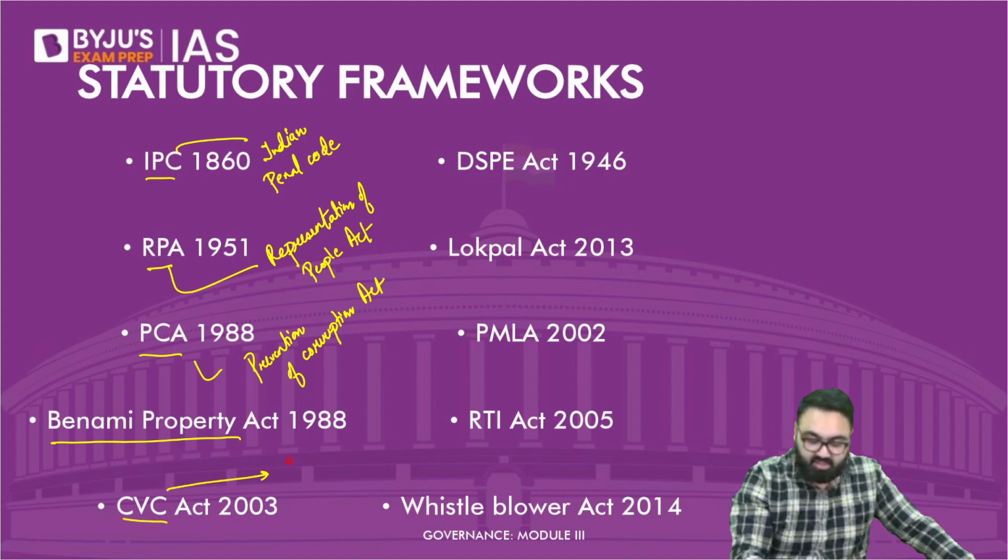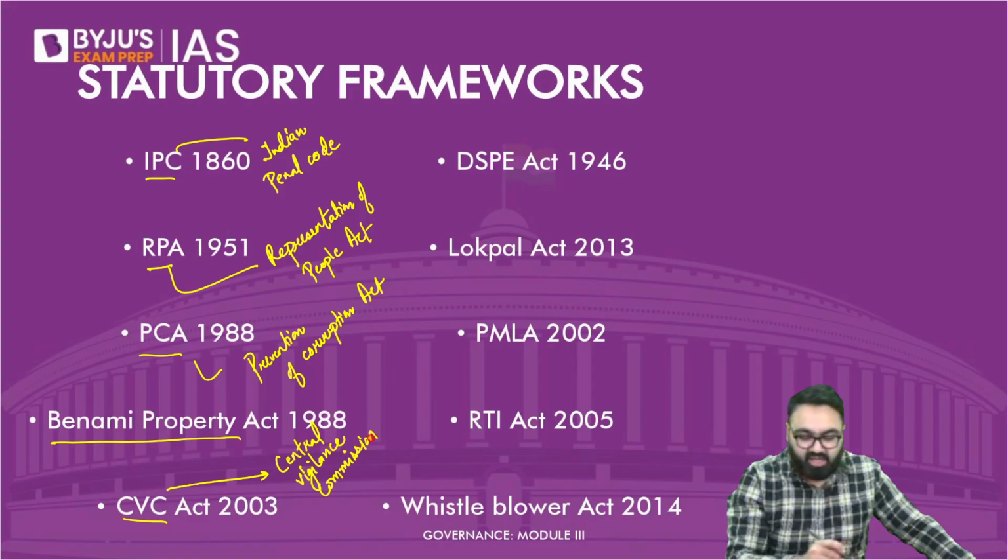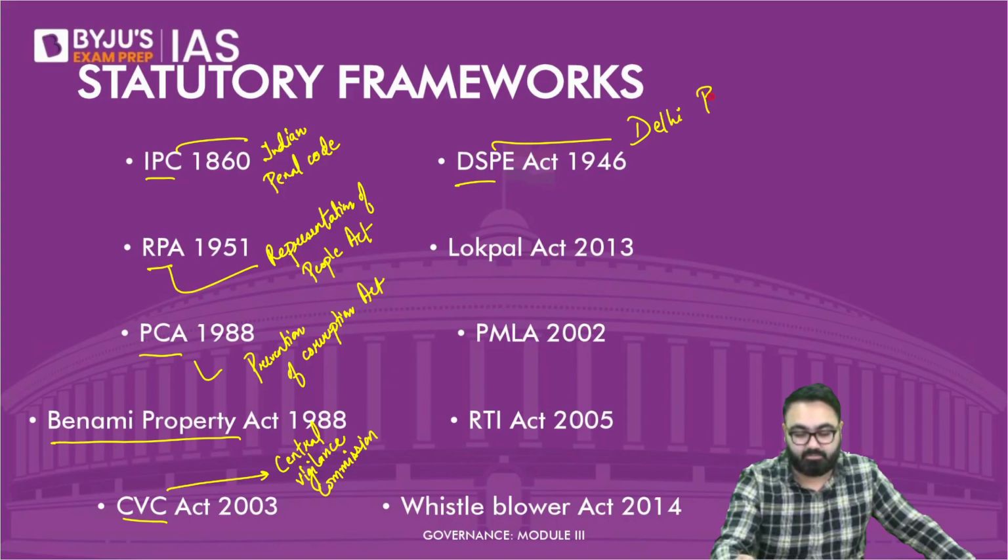Then we have CVC. CVC is the Central Vigilance Commission. This is again a body that was made in order to fight corruption. DSPE is the Delhi Special Police Establishment Act. This is the act under which CBI was created. So this led to the creation of CBI.